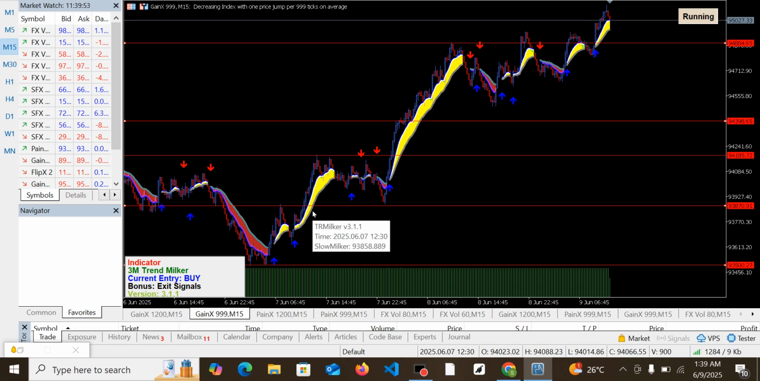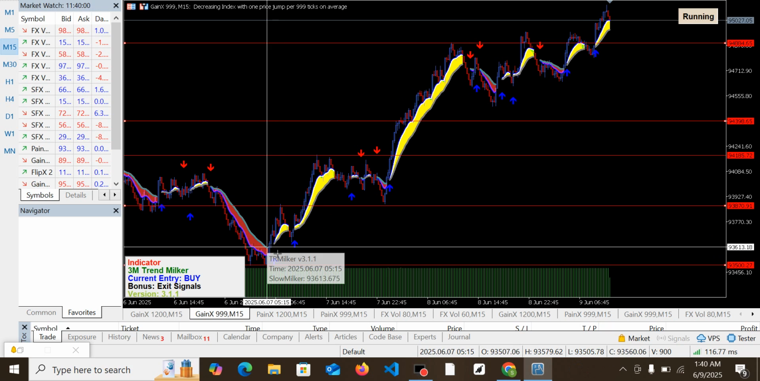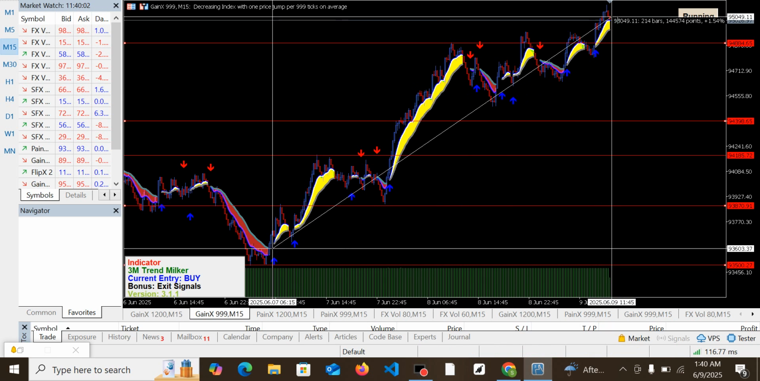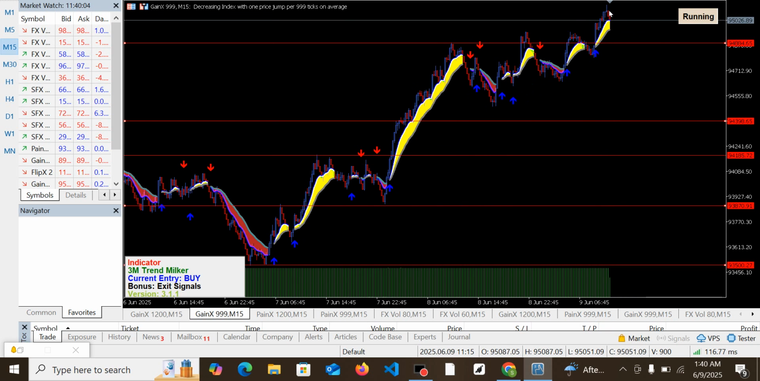And if you should notice, this is 15 minutes time frame, and within this region, the market had been on uptrend, and that is why you are seeing the yellow flags, all these yellow flags showing. It only shows that the market is on uptrend.